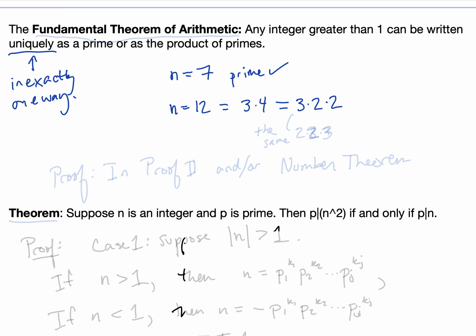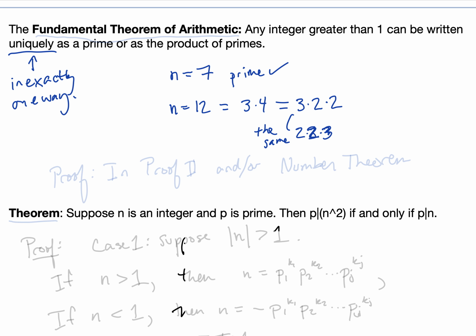This uniqueness is, of course, up to order in which multiplication occurs. This could also be written as 2 times 3 times 2 times 2 times 3. But these are considered the same because multiplication is commutative. So there's only one product of primes that any number could be written as, either a product of primes or as a prime itself.